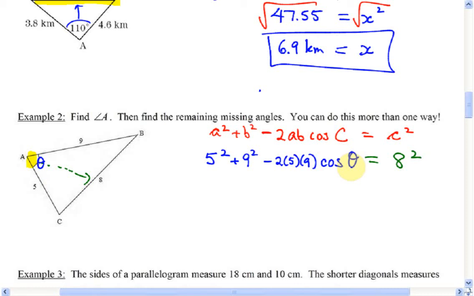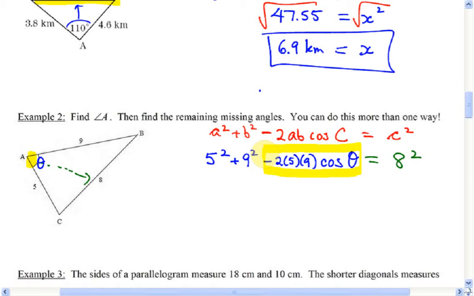Before we even do the calculator, let me ask you to think about algebra. I've got a whole bunch of terms here, plus, plus, and then minus this whole thing that's times together. I want you to understand that this whole thing sticks together. 2 times 5 times 9 times cosine C is one big blob. So if I'm asking you to solve for cosine C, or trying to isolate this, what must you do with these other numbers, the 5 squared and the 9 squared?